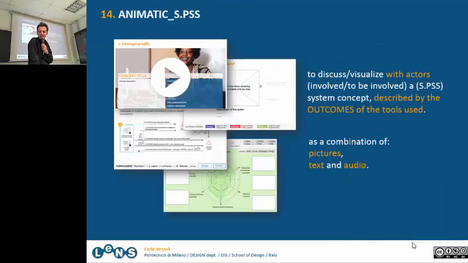Then another tool is the animatic, beautiful things, but we want to make it very short. At the end of the project, we will make a very short audio video of this. And animatic is an animation of static images with an audio narration over it. Okay. And we have a suggested way in which an SPSS could be narrated to highlight all the qualities and so on.